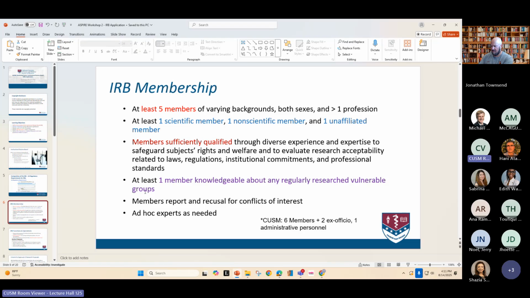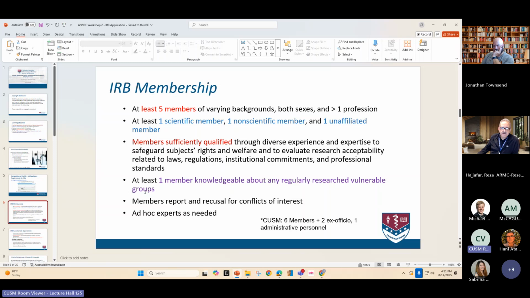The question from the audience is, are the 2 co-chairs part of the 6 members? They're in addition to the 6 members. So it's 2 plus 6 plus 2 plus 1. So it's not a large committee, but it's a very intact, structured committee. Very good question. Thank you.